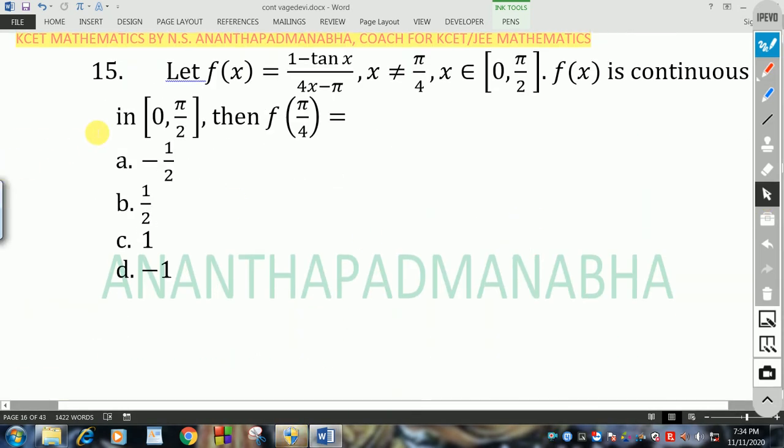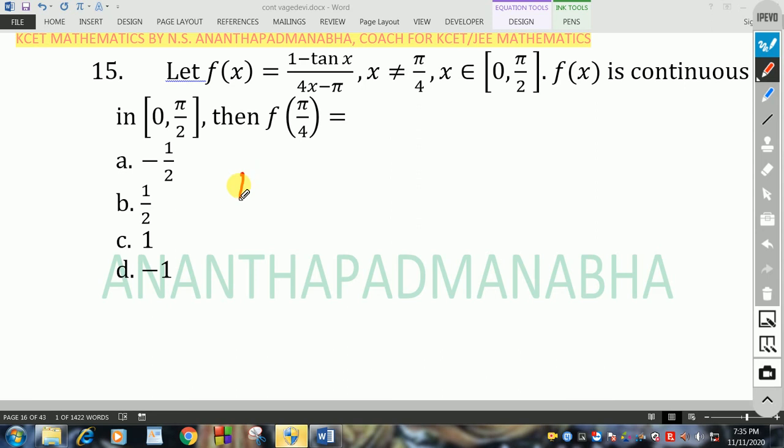Here is one more question. Let f of x is equal to 1 minus tan x by 4x minus pi for x not equal to pi by 4, x belonging to the closed interval 0 to pi by 2. f of x is continuous in the closed interval 0 to pi by 2. Then what is the value of f of pi by 4? See, you can observe pi by 4 lies in this interval. So the function is continuous everywhere. So again I have to use the definition of continuity.